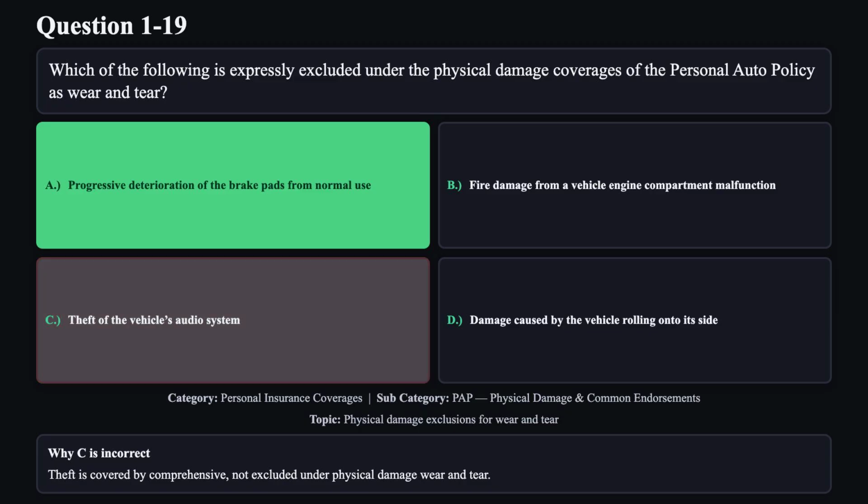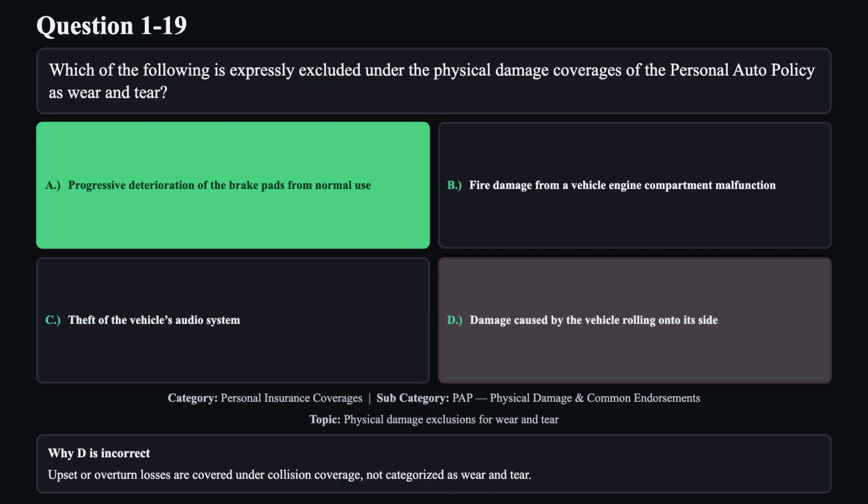Reason C is not correct. Theft is covered by comprehensive, not excluded under physical damage as wear and tear. Reason D is not correct. Upset or overturn losses are covered under collision coverage, not categorized as wear and tear.